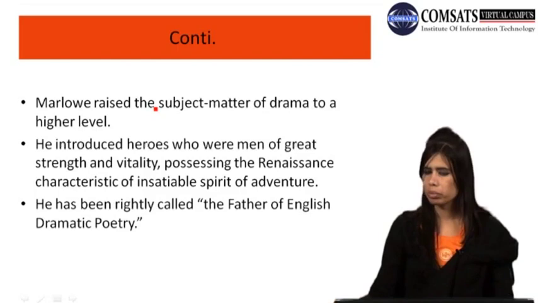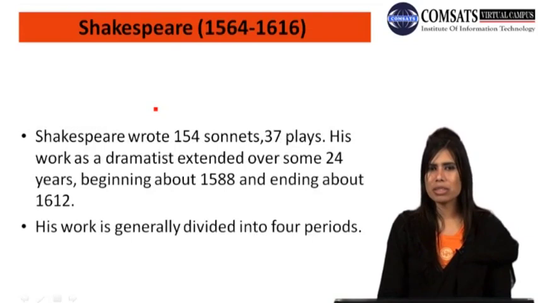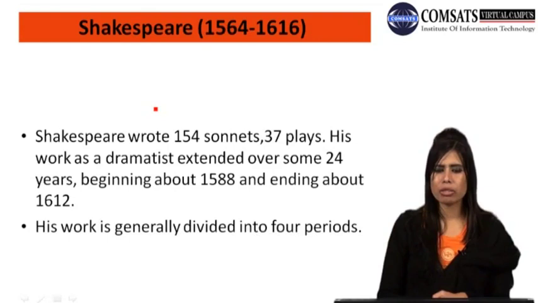Shakespeare. Shakespearean age, as we have talked about many times, okay. Shakespeare wrote 154 sonnets, so this is a kind of poetry, sonnets, okay. And 37 plays. His work as a dramatist extended over some 24 years, beginning with 1588 and ending about 1612, okay. His work is generally divided into four periods.